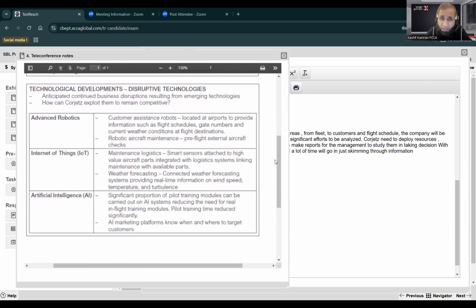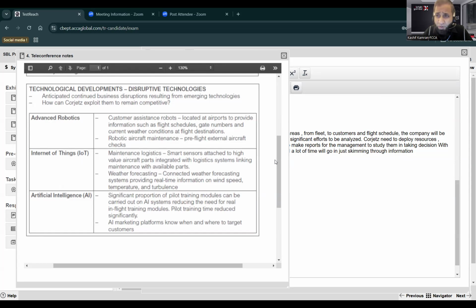Technological developments, disruptive technologies. Number one, anticipated continued business disruption resulting from emerging technologies. How would emerging technologies be affecting the operations of Corejets? Number two, how can Corejets exploit them to be competitive? So how emerging technologies in future would be impacting Corejets business? And number two, how would Corejets keep pace with them to be competitive?